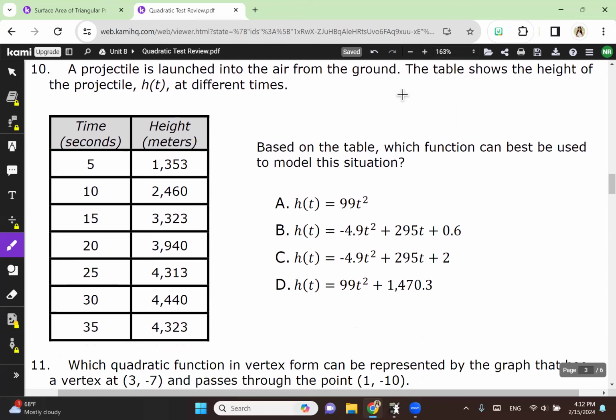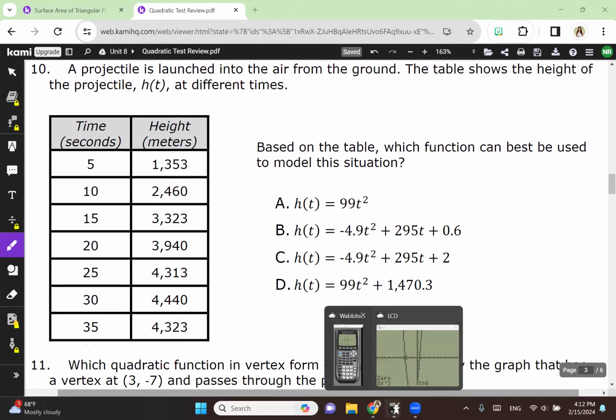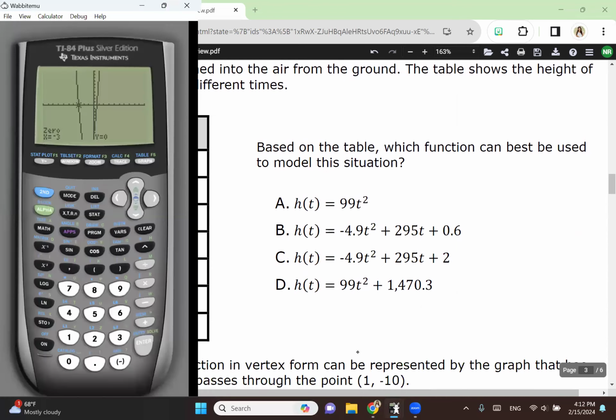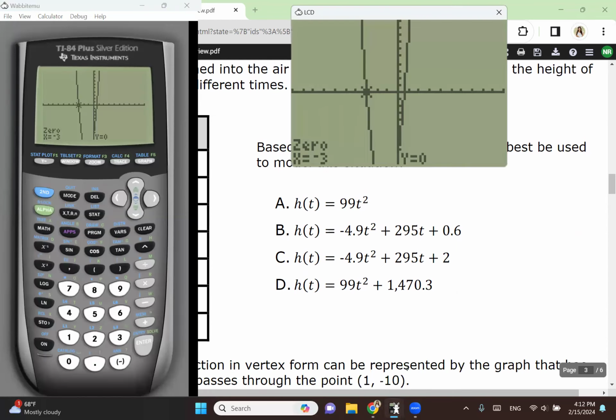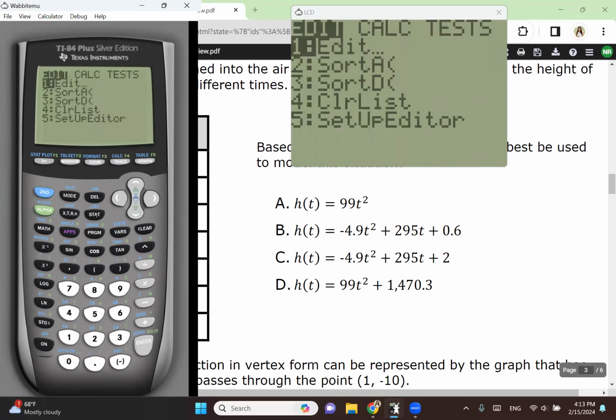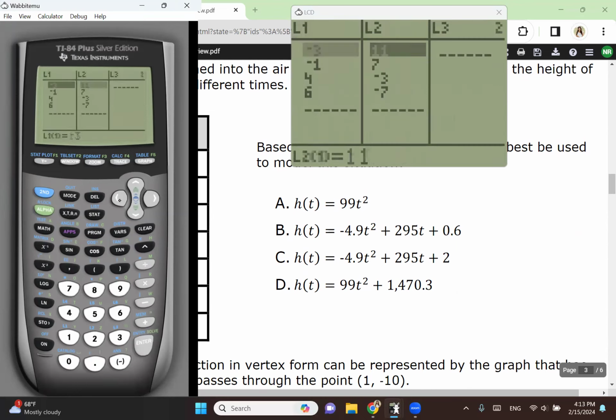All right, this is one of those where you put it into stat edit. Go to the side, putting my numbers. So 5, 10, 15, 20.